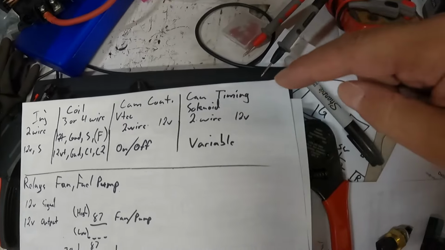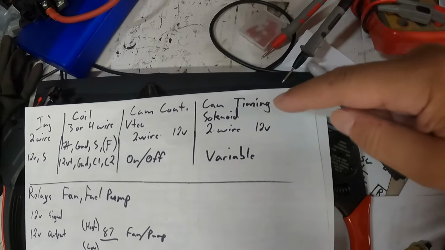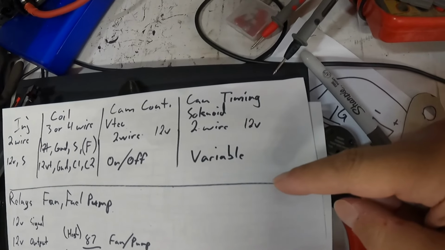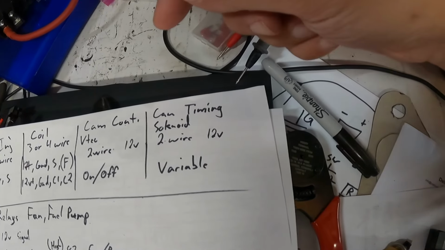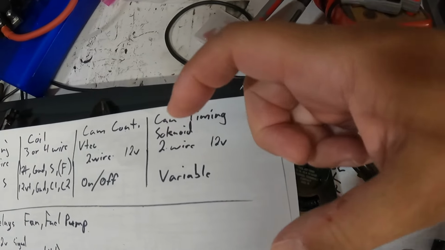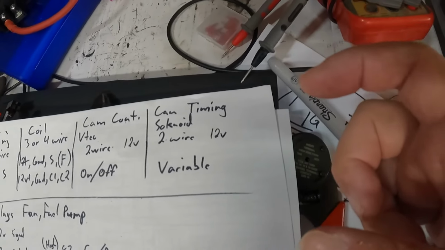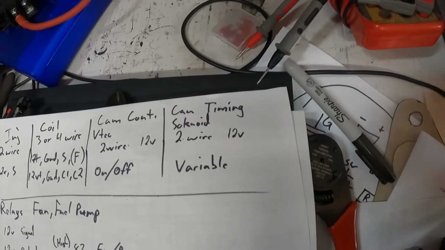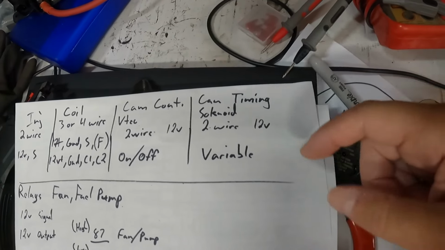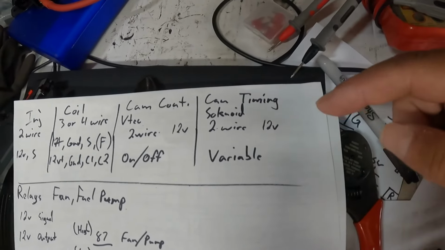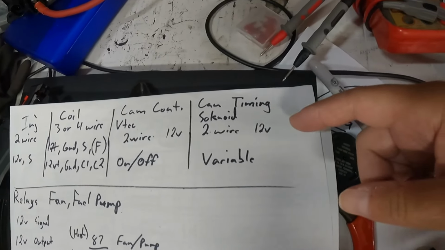For cam timing, that's a little bit different. So it's also a solenoid. It's two wire, it's 12 volts, but it's variable. And the way this works is you'll send a variable amount of voltage to rotate the cam or control its position very carefully. And again, we're going to use feedback from our cam timing sensor to figure out how much the cam has advanced or retarded by using that solenoid. Again, it's 12 volt, it's two wire, and you can't really screw it up.